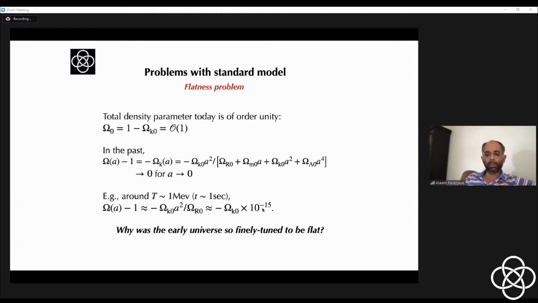When you start seeing numbers like 10 to the minus 15, so it's 0.000 up to 15 decimal places, why should this have happened? Okay, and then if you go to earlier times, it becomes even worse because this a will become even smaller. So this is one issue with the universe.